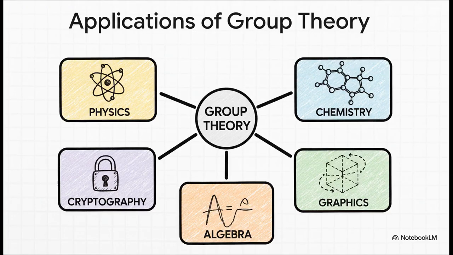In physics, the symmetries of spacetime and special relativity form what's called a group. In chemistry, group theory helps predict the properties of molecules just based on their shape. The security of modern cryptography, it's literally built on the properties of finite groups. And in computer graphics, every single time an object rotates on your screen, that's an element of a matrix group at work. This abstract idea has very, very real consequences.